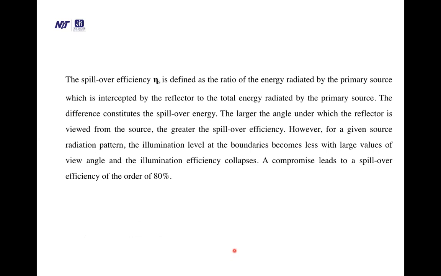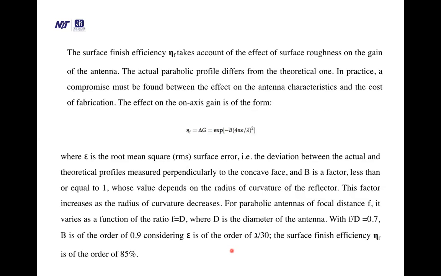Now the spillover efficiency eta_s is defined as the ratio of the energy radiated by the primary source which is intercepted by the reflector to the total energy radiated by the primary source. A compromise leads to a spillover efficiency of the order of 80%. Now the surface finish efficiency eta_f is equal to delta G, which is equal to exponential of minus (4 pi epsilon by lambda) whole squared, where epsilon is the root mean squared surface error, that is, the deviation between the actual and theoretical profile measured perpendicularly to the concave face.